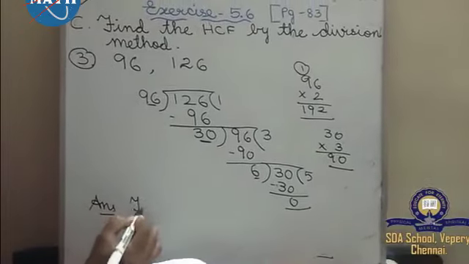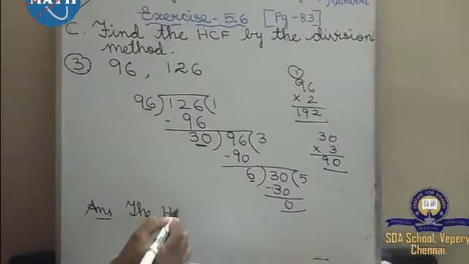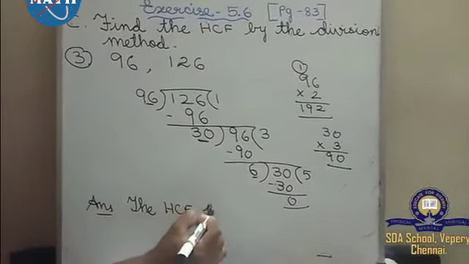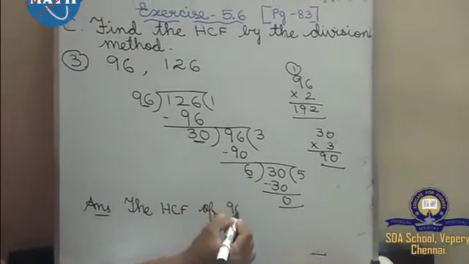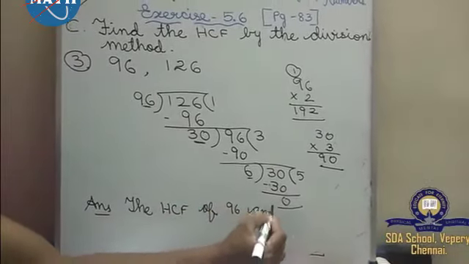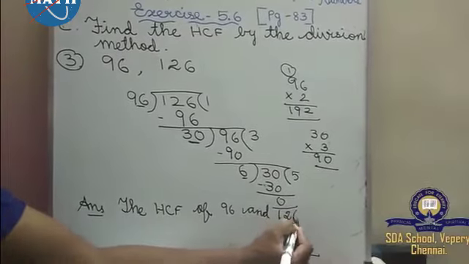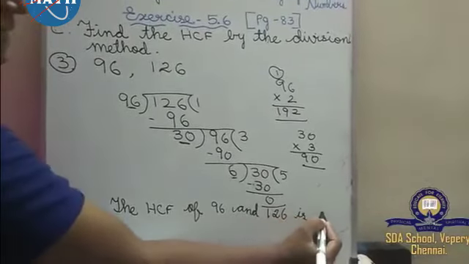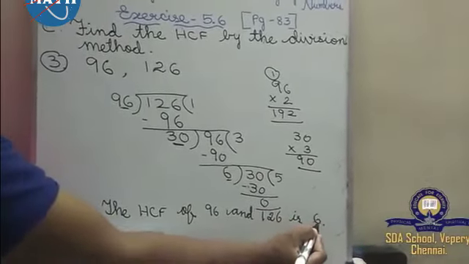So what's the answer? The HCF of 96 and 126 is what? 6. This is the answer.